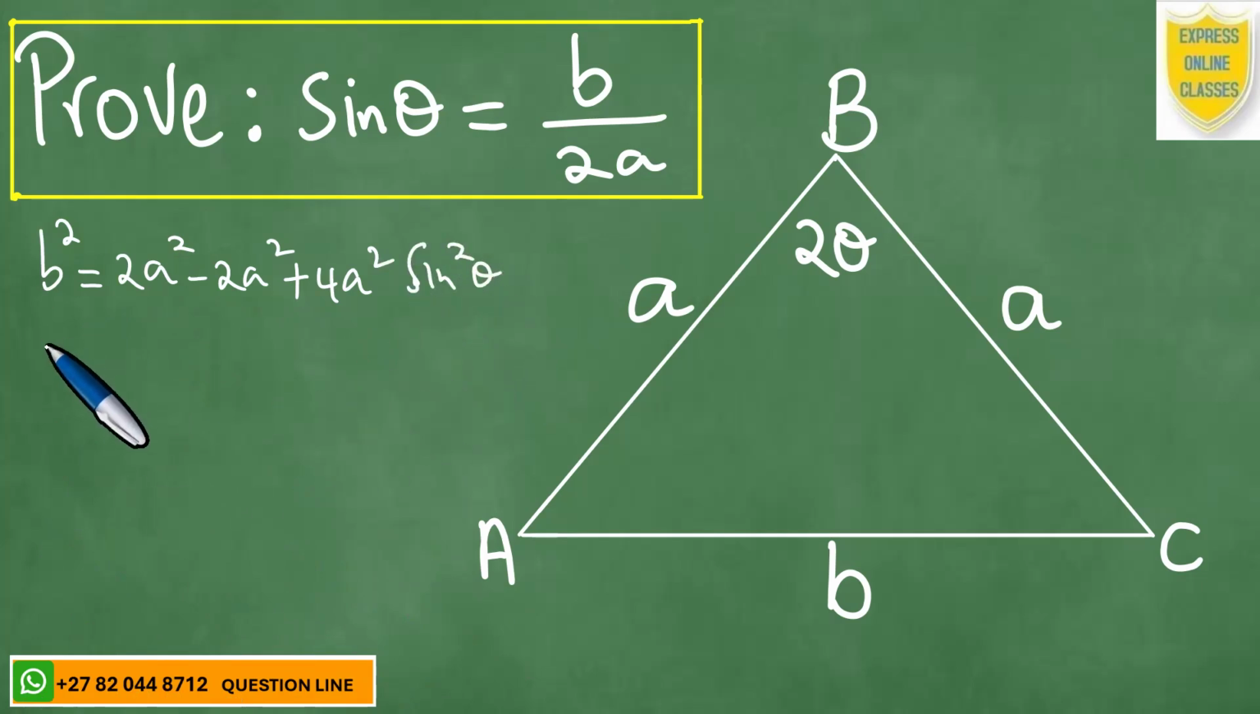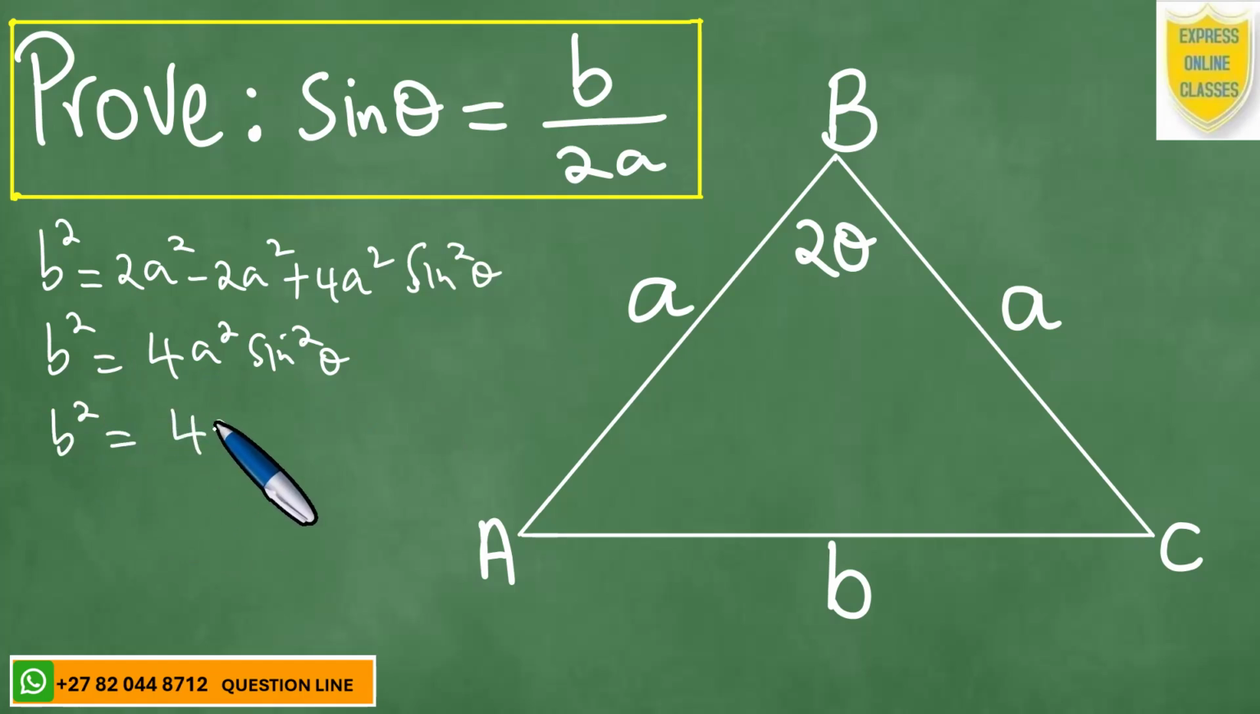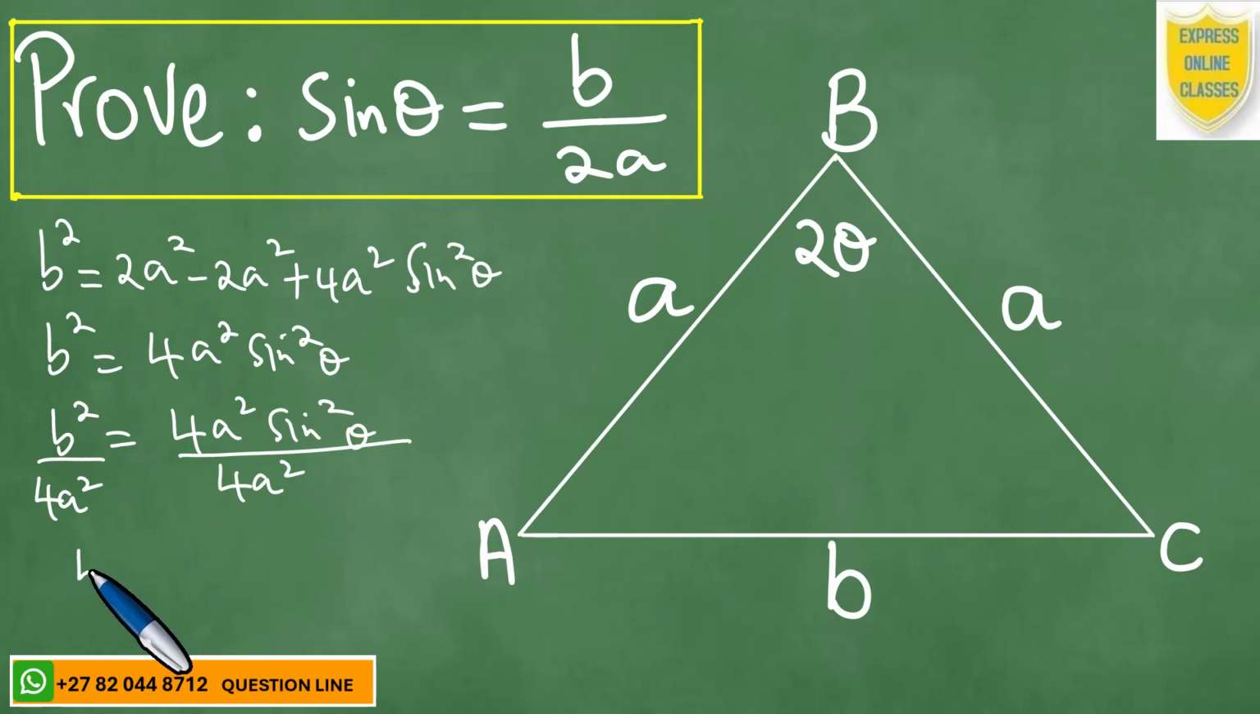At this point, we have b squared; these cancel, giving us 4a squared sine squared theta. We divide both sides by 4a squared, and we have exactly that: b squared over 4a squared is exactly the sine squared of theta.